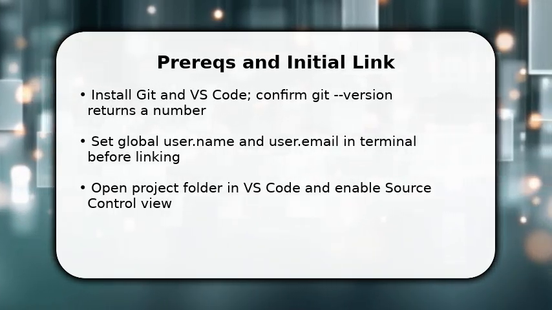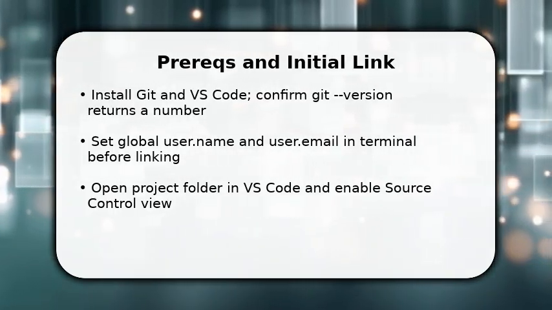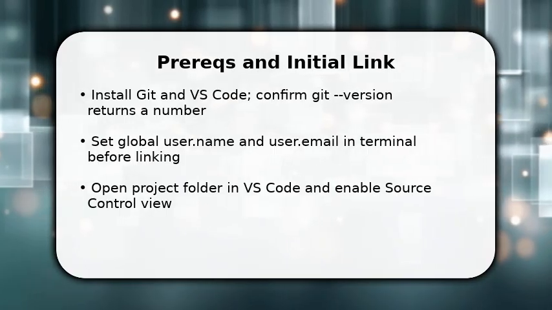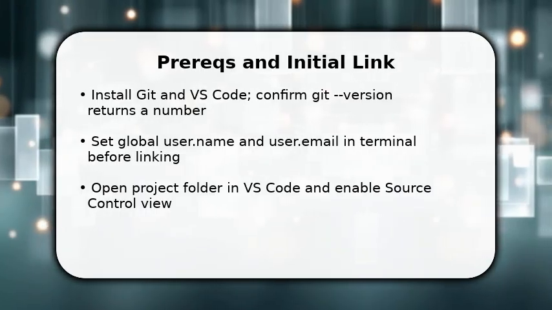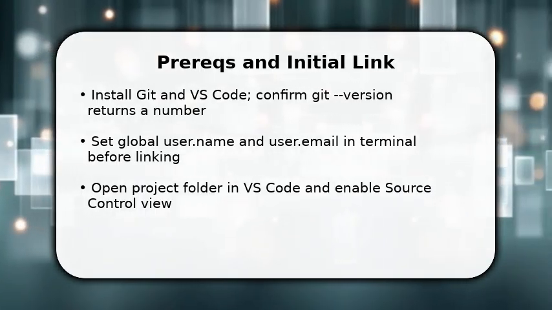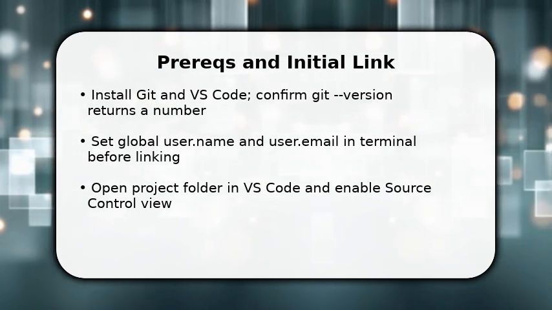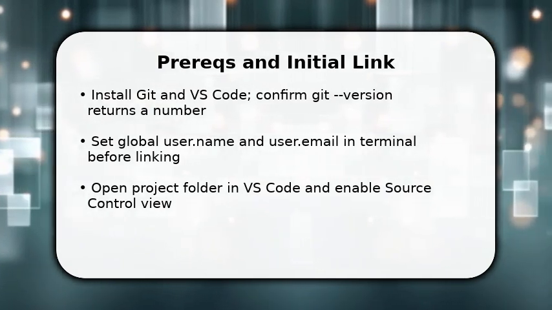Then open the source control icon in VSCode. It immediately detects a repository or prompts to initialize one. Make sure the integrated terminal uses the same Git by running git --version. This verifies VSCode and the system share the same Git executable.